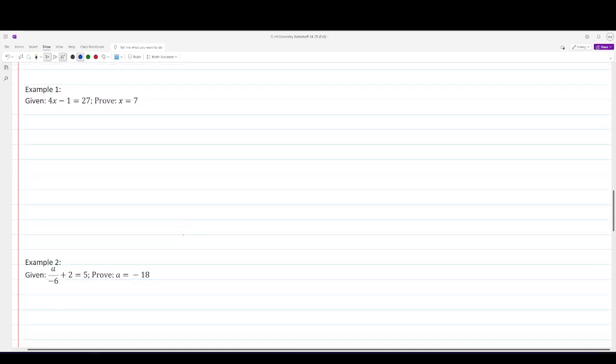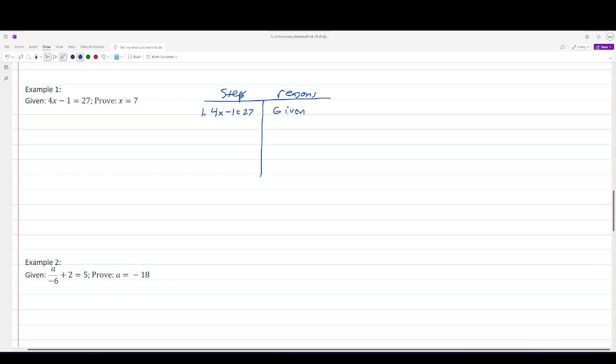So let's go ahead and just write examples. Talking through it any more than that would not be that helpful. So we'll go ahead and just make examples instead. For my first one, my steps and reasons. Step 1 is always for free. You just put exactly what is given. So I would put 4x minus 1 equals 27, and the reason is always given.